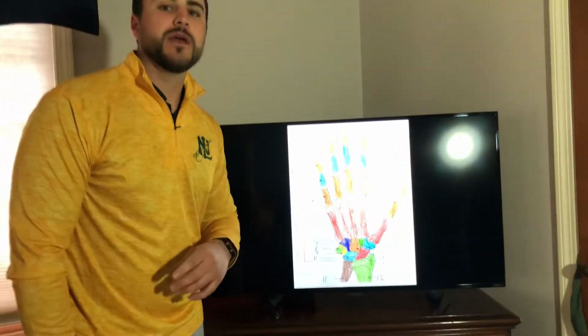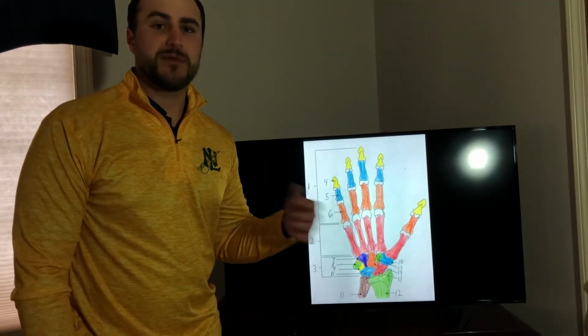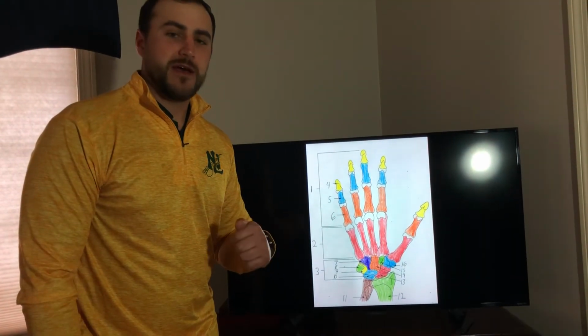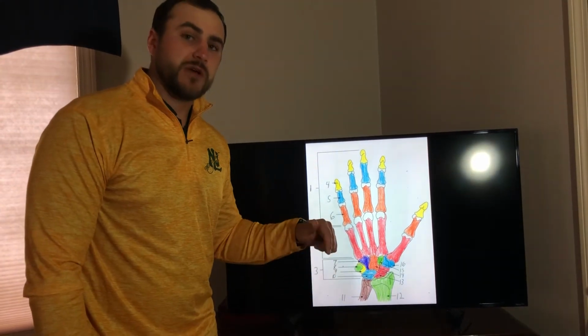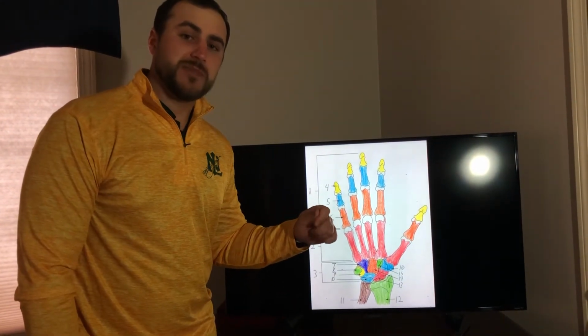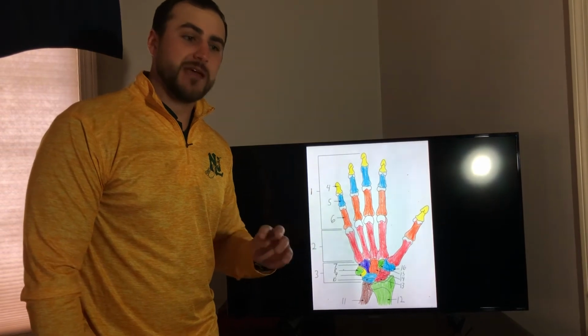You can create your own mnemonic device to help you. It doesn't have to be my phrase. You can come up with your own phrase to help you remember those 8 carpal bones. But working your way around, you should know lunate, triquetral, pisiform, hamate, trapezoid, trapezium, capitate, and scaphoid. Those are the 8 carpal bones.